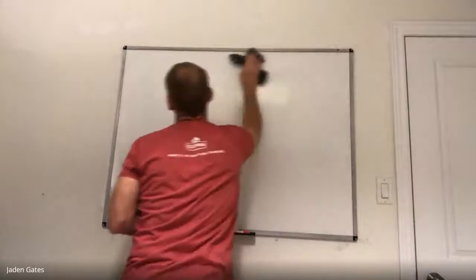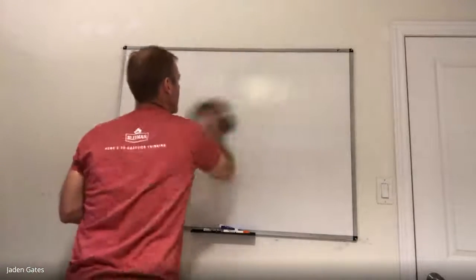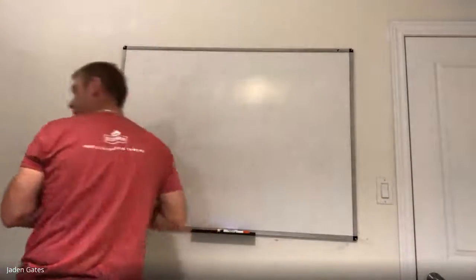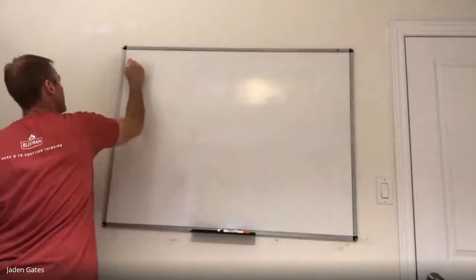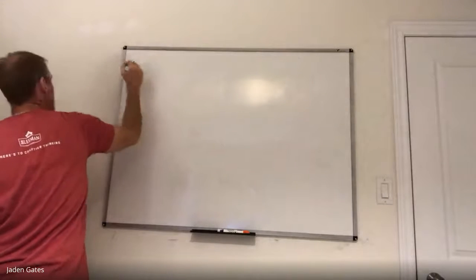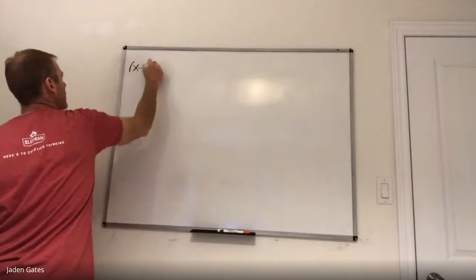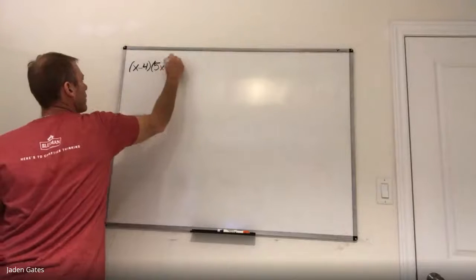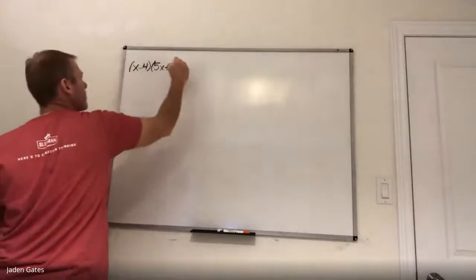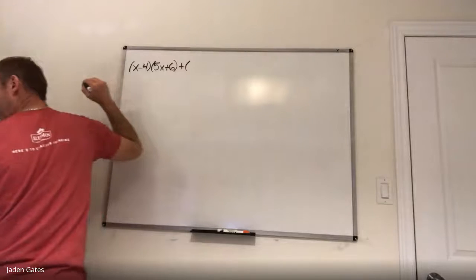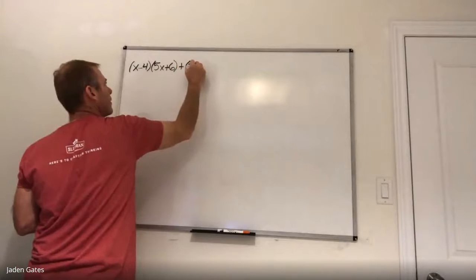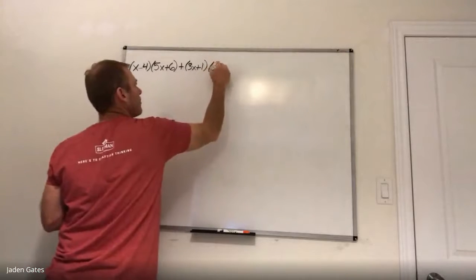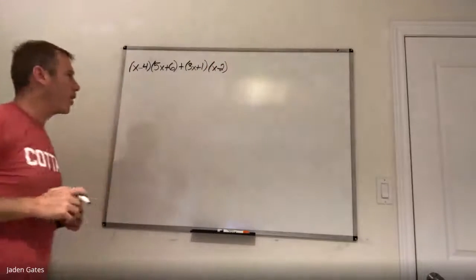All right, so we'll get to the next one. Again, it's taking it up in the level here. So what do we got? We got x minus 4 times 5x plus 6 plus 3x plus 1 times x minus 2. All right, there we go.